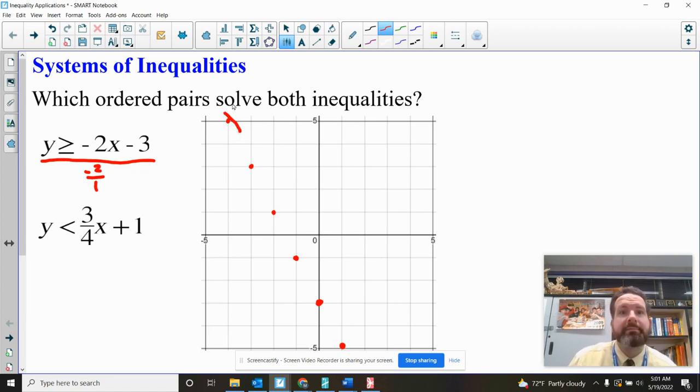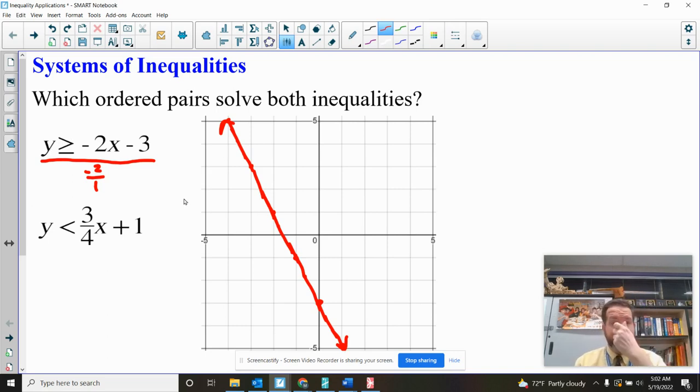Ooh, that's not right. Try it again. Go like this. All right. Drawing in my line, trying my best to make it straight. And there we go. That's my boundary line. Now, the question is, where does the shading go? Greater than, because the y is on the left, means I want to shade above the line.